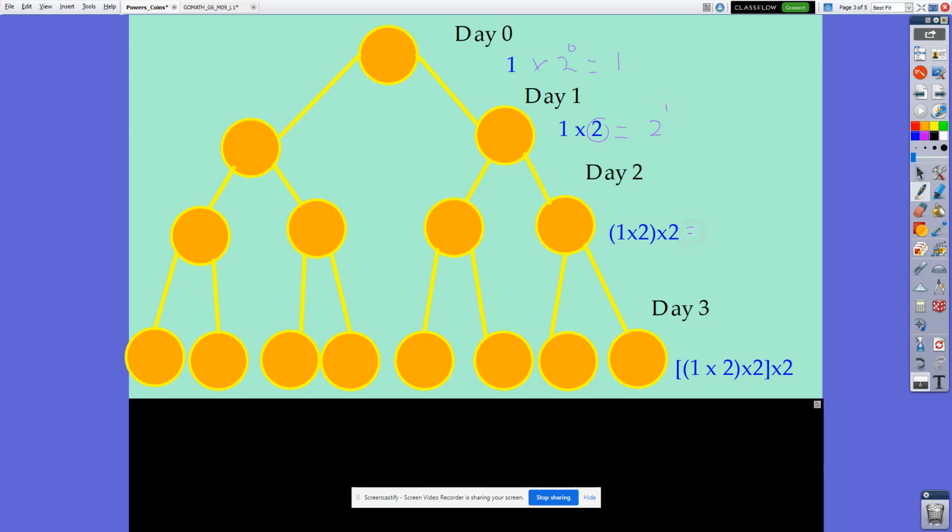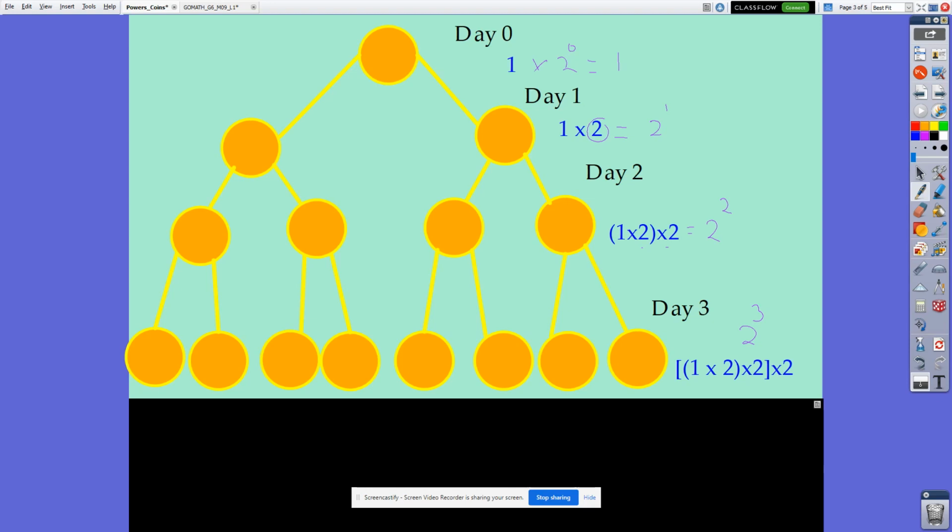Down here, we have 2 used as a factor, and we see it appears twice. So it's used as a factor 2 times. And in day 3, we see that we have 2 used as a factor 3 times.